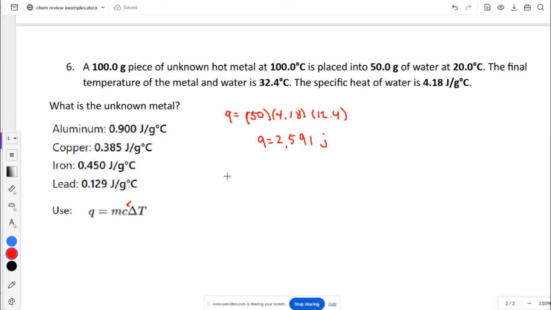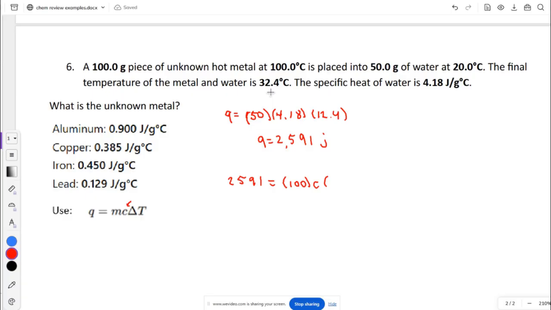All right, so now we know Q is 2,591, because that's how much energy the metal had, because the water gained this much, so the metal had to have lost this much. The mass of the metal is literally given to us. It's 100 grams. Now, if you don't know grams is mass by now, just study that. The specific heat we don't know, so we're going to put C for that. The change in temperature we do know. It started at 100, and then both of them, the water and the metal, ended at 32.4.